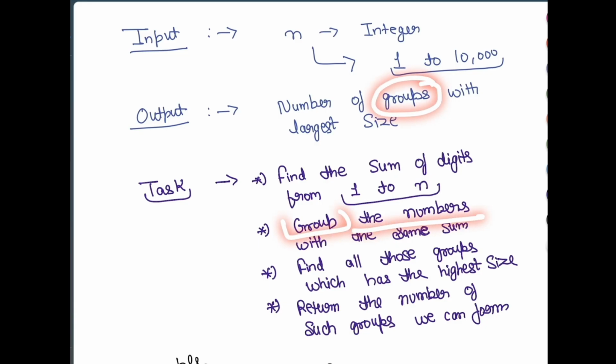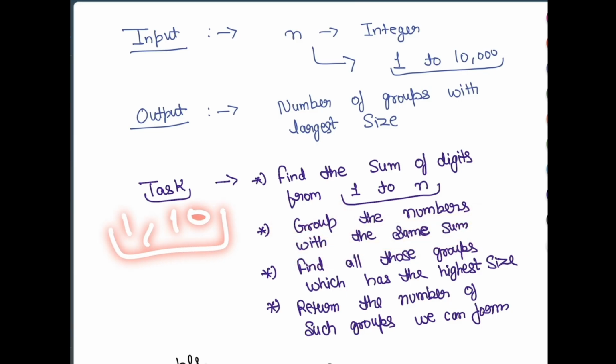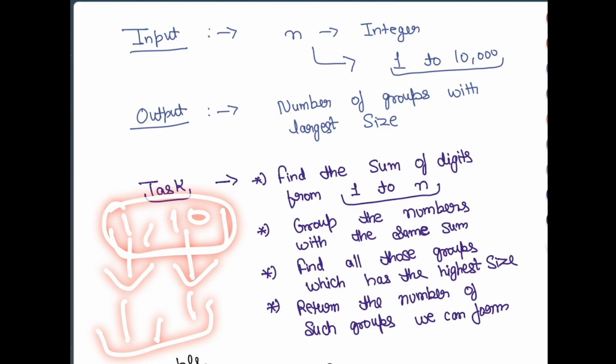Groups are the numbers with the same sum. It means if you are trying to find out the sum of digits from 1 to n, there are different possibilities of the sum, right? We just need to group those numbers which have the same sum. For example, 1 and 10 will be in the same group because the sum of the digits for 1 is 1 and the sum of the digits for 10 is 1. So both have the same sum, right? Then we can say that 1 and 10 will belong to the same group.